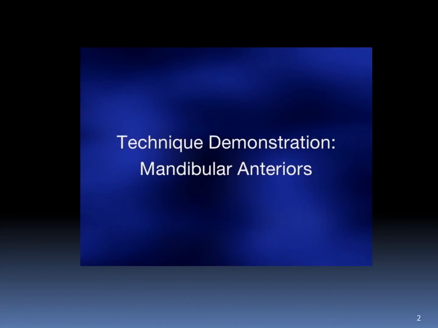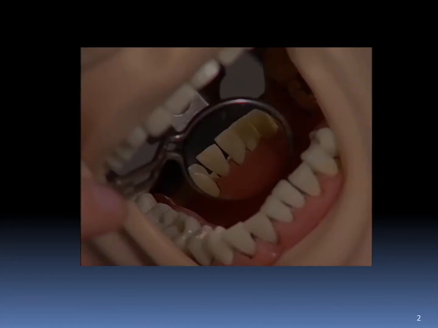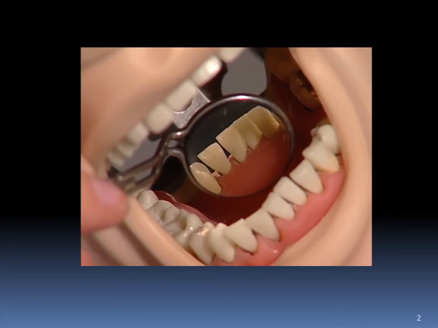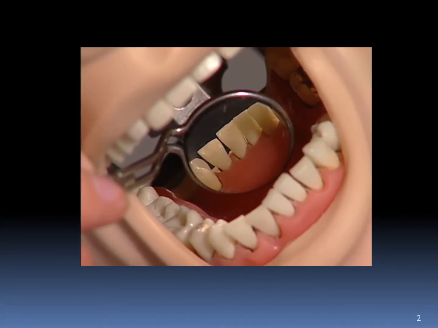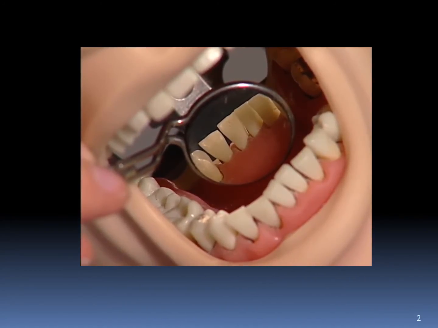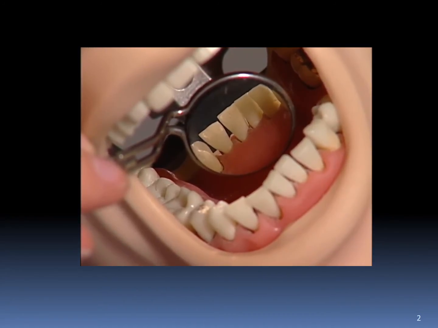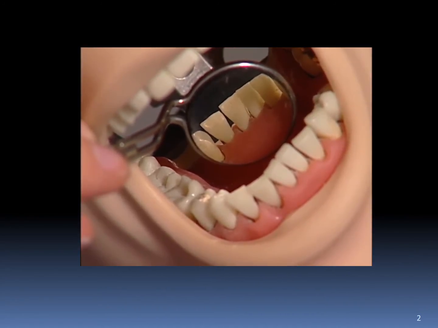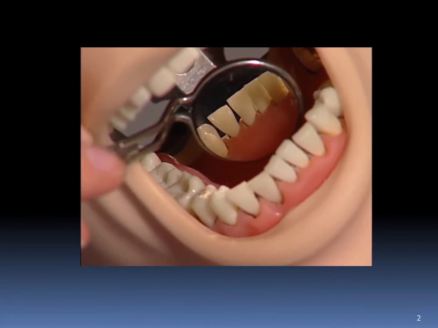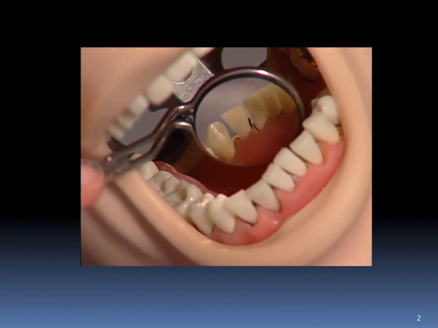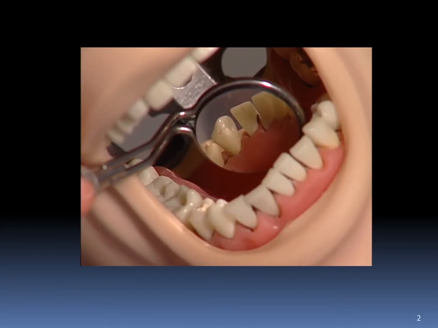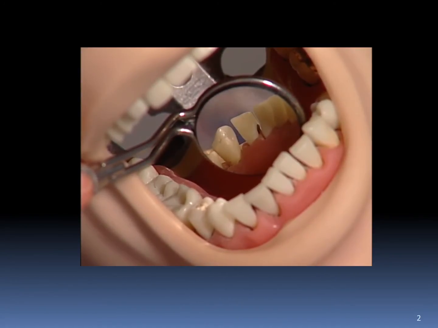Technique demonstration: mandibular anteriors. Here, the clinician has the mirror surface parallel to the lingual surfaces. In this position, you have a good view of the lingual surfaces of the anterior teeth. Watch as the clinician rotates her hand slightly to position the mirror surface to view the mesial surfaces of the teeth. This is the mirror position for detecting calculus deposits on the mesial surfaces.